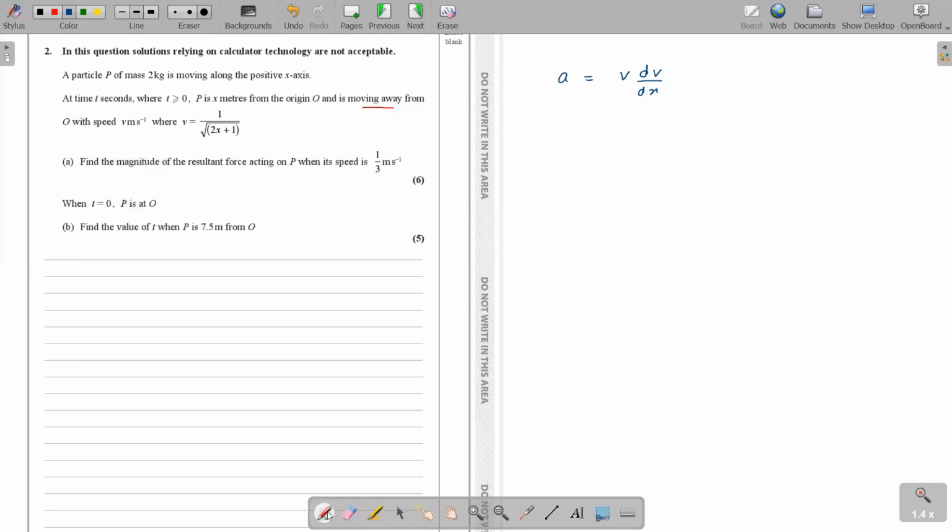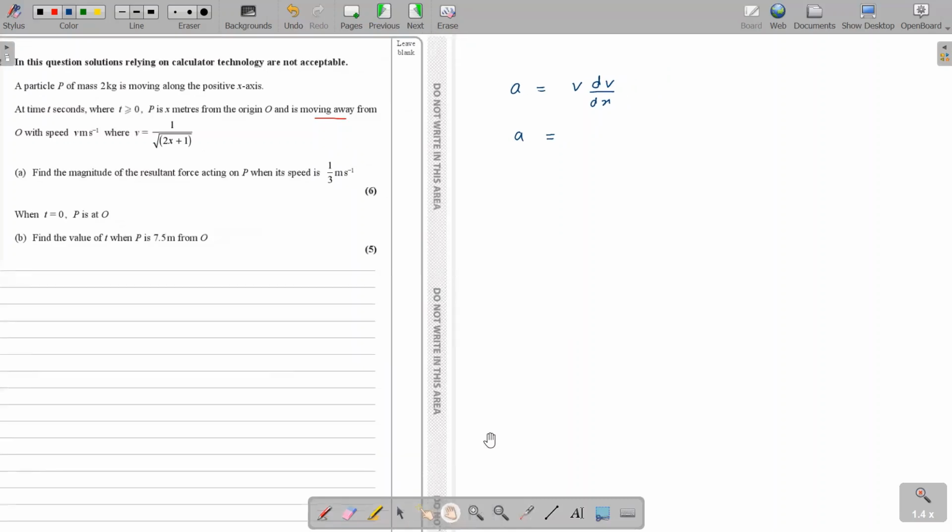Okay, so acceleration equals v dv by dx. v is given. Can you see here? V is 1 over root 2x plus 1. And for dv by dx, we can actually find it by differentiating this. Are you with me? So shall we get dv by dx here?